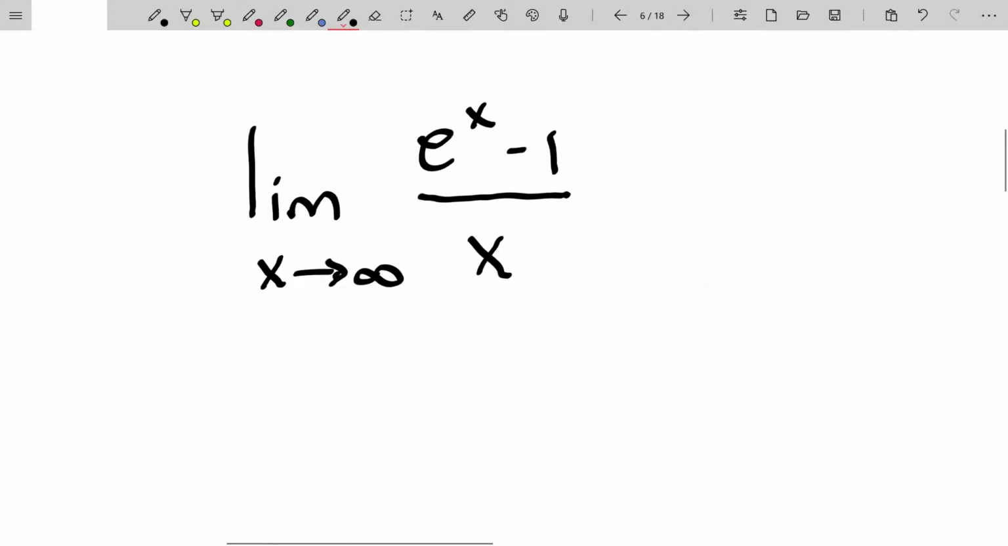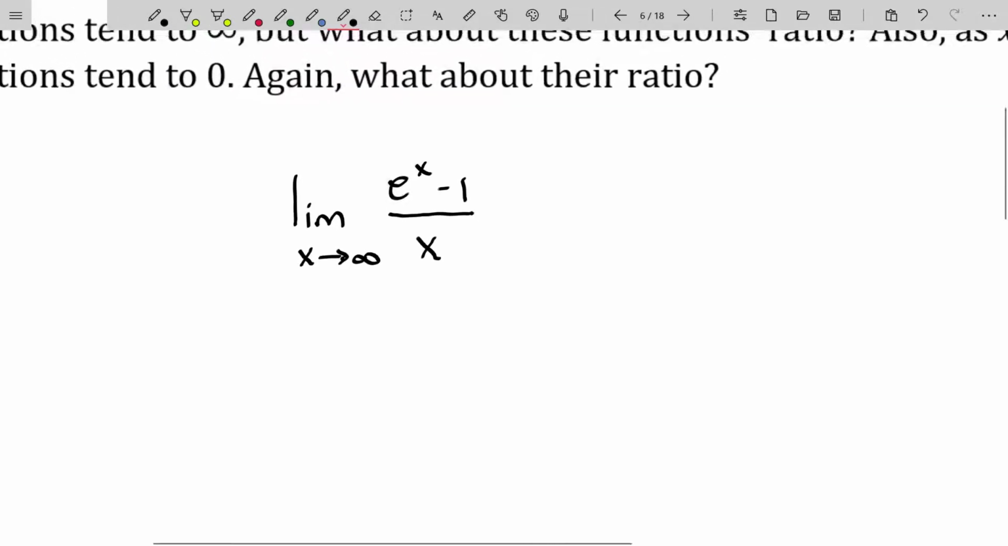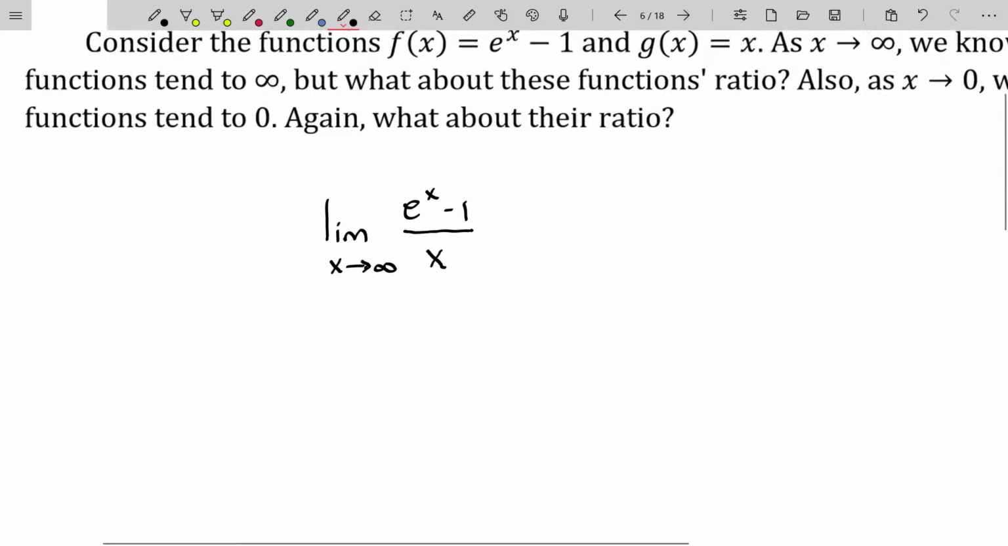So that's the issue with that type of statement. I would agree, by the way, it does go to infinity. And as well, the limit as x goes to infinity of x over e to the x minus 1, that'll go to 0, but me just saying that is not enough. I should be able to prove that it goes to 0.